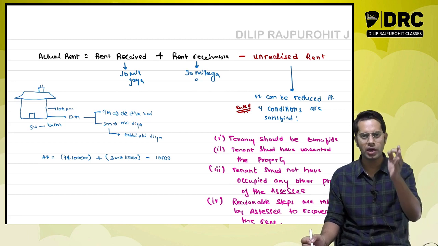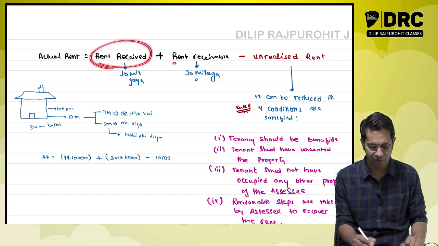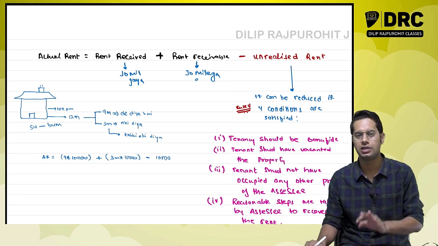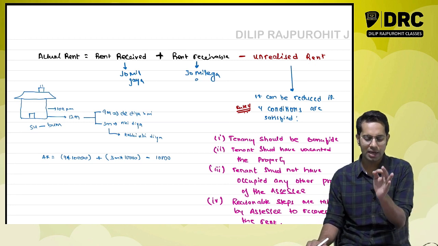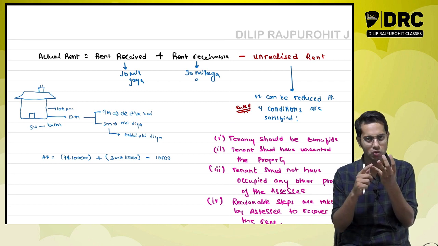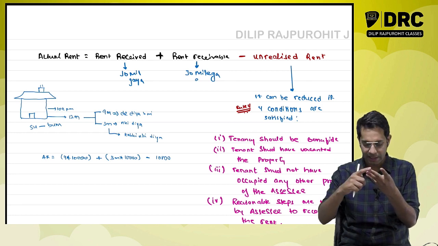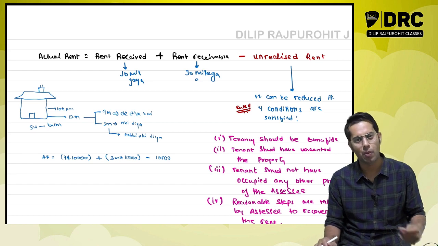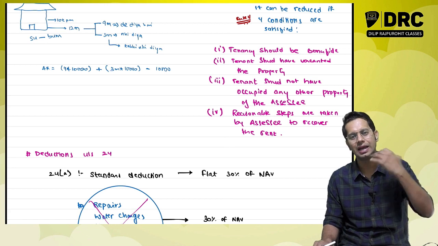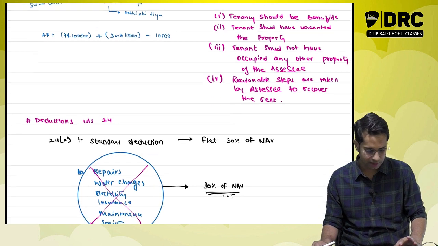What do you mean by actual rent? Actual rent means rent received plus rent receivable minus unrealized rent. Unrealized rent can be subtracted if four conditions are satisfied. Condition one, the tenancy should be bona fide. Condition two, the tenant should have actually vacated the property. Condition three, the tenant should not have occupied any other property of the same assessee. And condition four, reasonable steps should have been taken by the assessee to recover the unrealized rent.